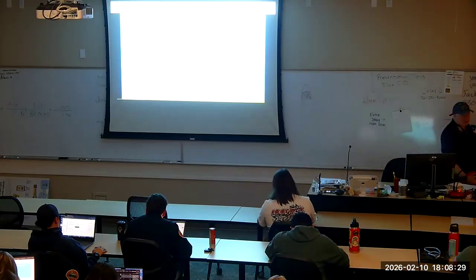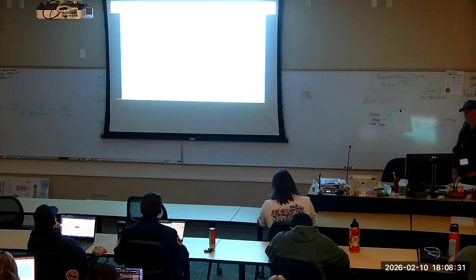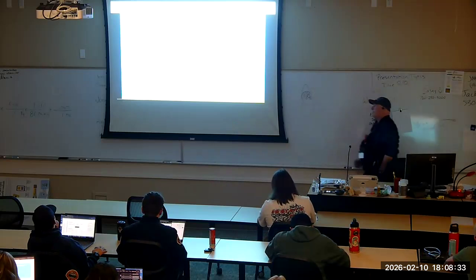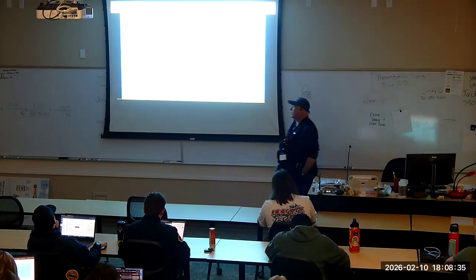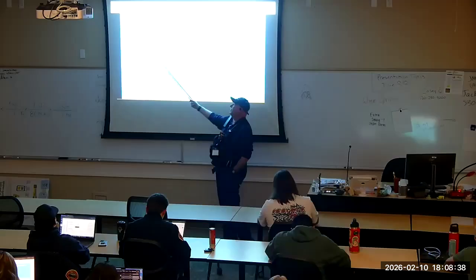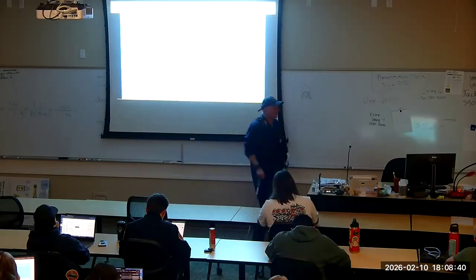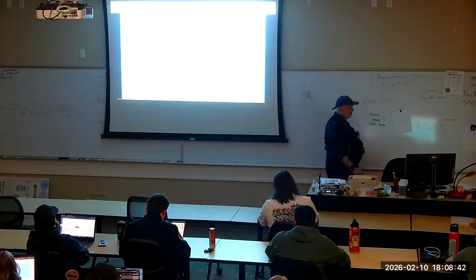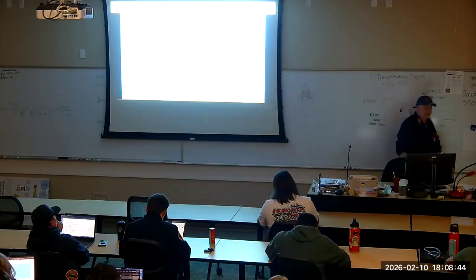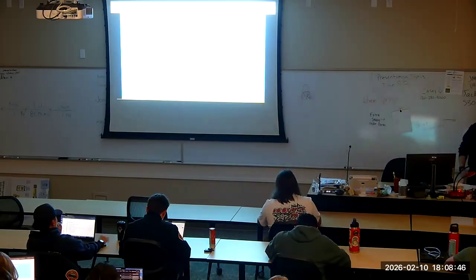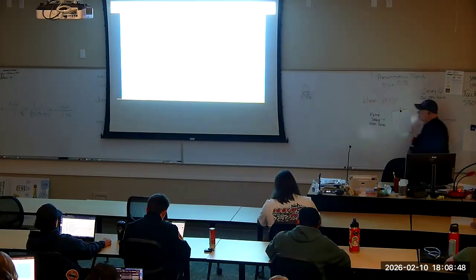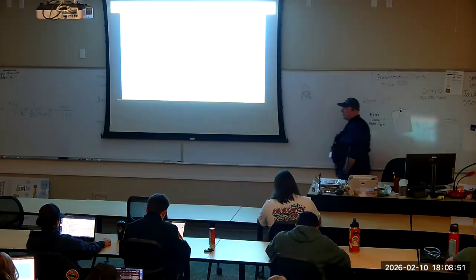All right, types of closed injuries. Contusions, also known as bruises. Hematoma, blood collecting under the skin. Abrasions, also known as scrapes. And a crush injury, also known as being crushed. Any questions?